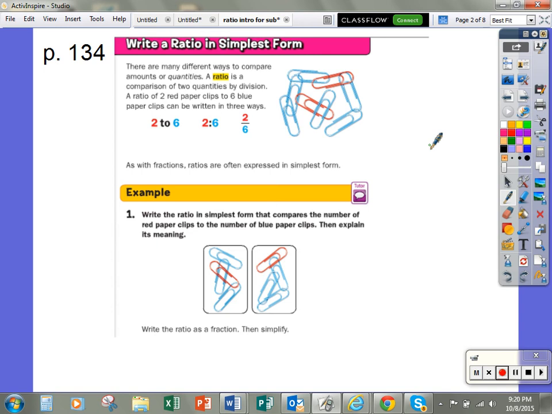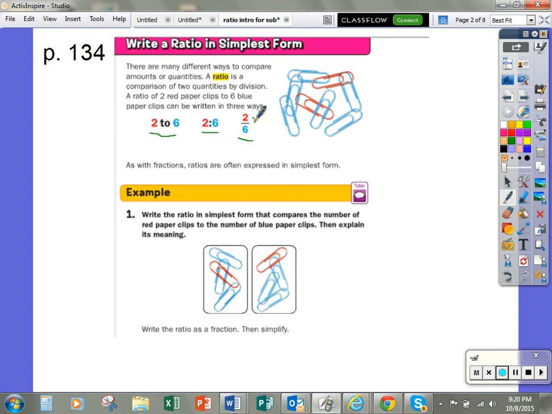This is repeating the information we just talked about, showing you the 3 different ways to write a ratio, either in words, with a colon, or as a fraction. Now it looks like a fraction, but it doesn't operate the same as a fraction, and you'll see how that works as we move forward.